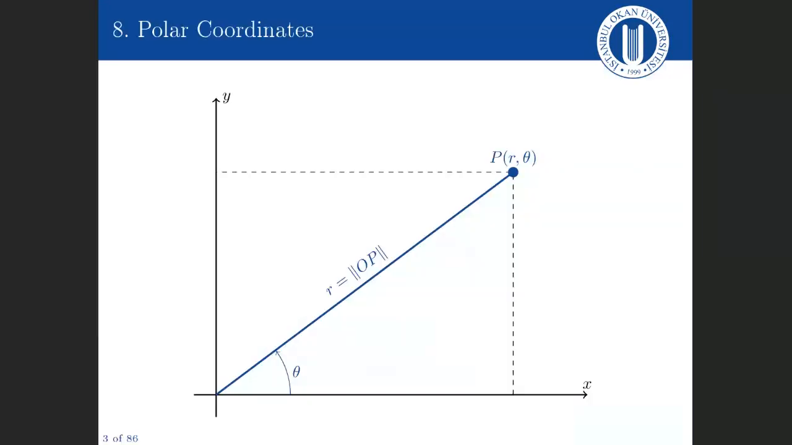Polar coordinates. You will be familiar with using Cartesian coordinates, XY coordinates, to define or to describe the position of a point in two-dimensional space. But there's another way to do this. We could use polar coordinates. If I want to describe the position of the point P, I can use the distance from the point P to the origin, which I'm going to call R, and I can measure the angle between the x-axis and this ray, which I'm going to call theta.